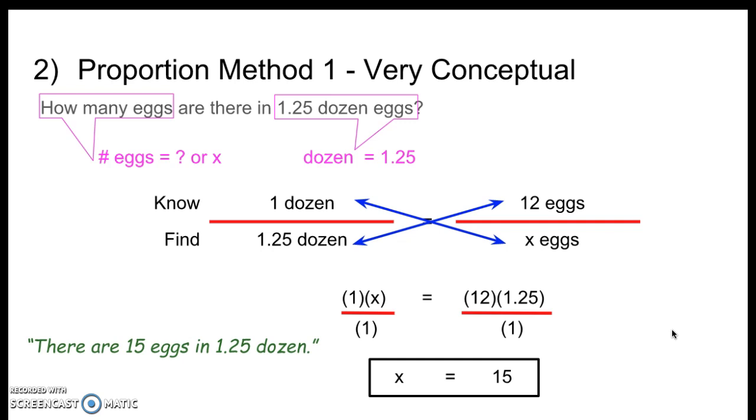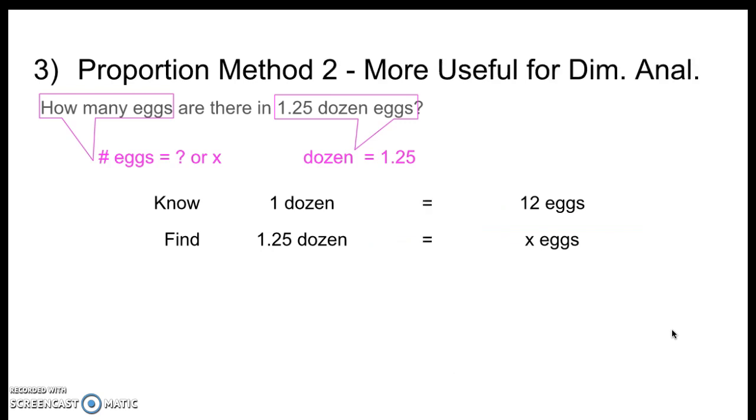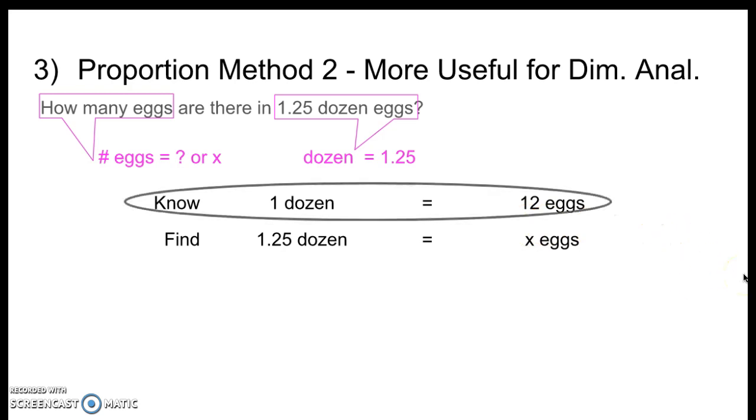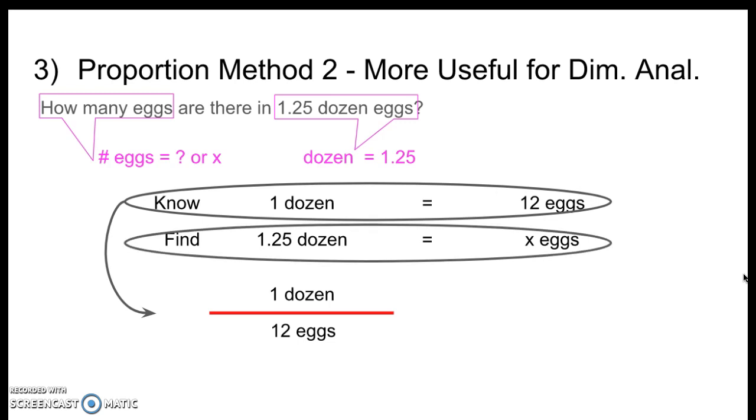The second proportion method we're going to look at, we are also going to turn these equations into fractions, but we're going to do it differently. So instead of drawing fraction lines underneath these values, we are going to take our known equation, let's do that one first, and turn that into its own fraction. So we'll get 1 dozen over 12 eggs. Then we do the same thing with the find. We take that equation and turn that into a fraction, 1.25 dozen over x eggs. And then we can set those two fractions equal to each other.